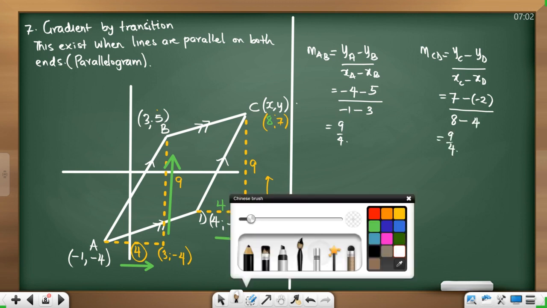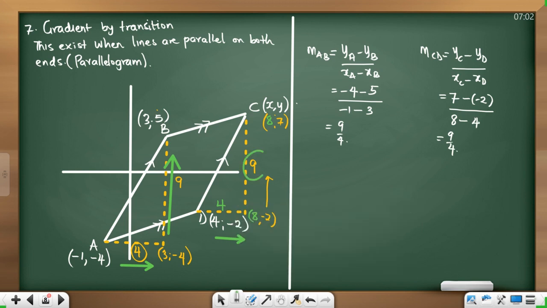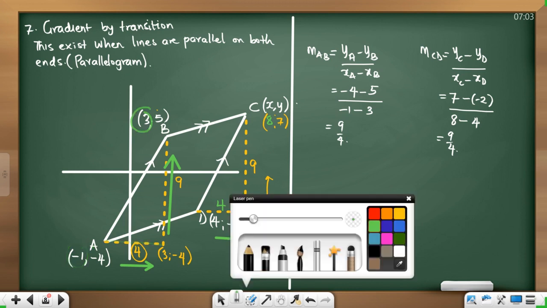Look at the gradient. That gradient is simply 9 over 4. The change in y over the change in x. So what I said was, we check the movement. I look at A and I look at B, the x value. From -1, I'm moving 4 units. How did I get the 4? I'm comparing x here and x here. 3, the right minus left.